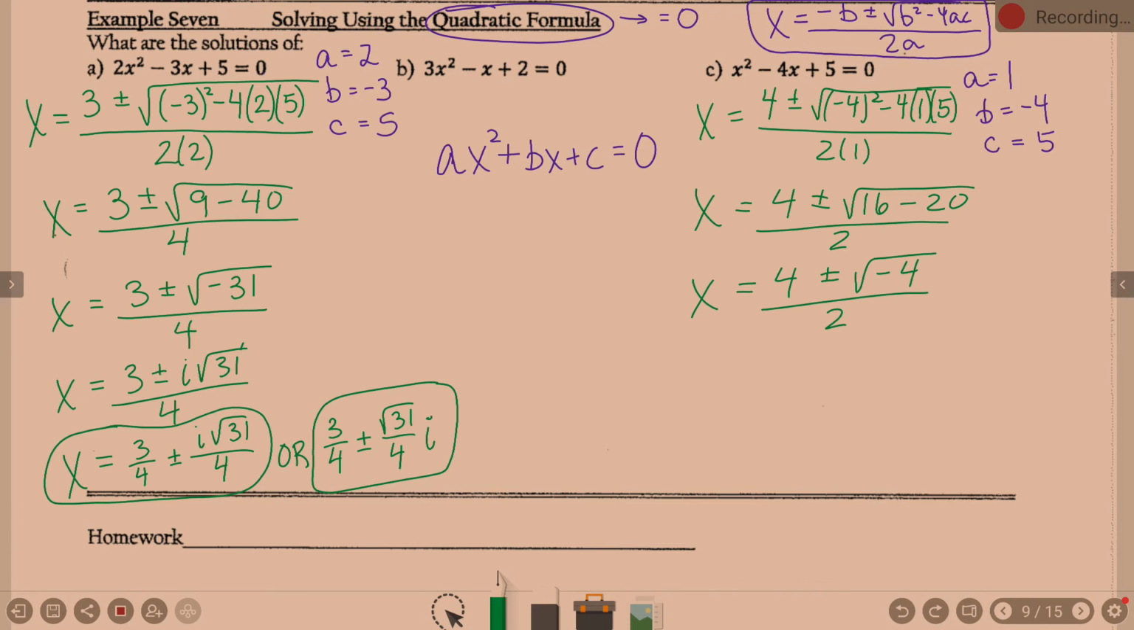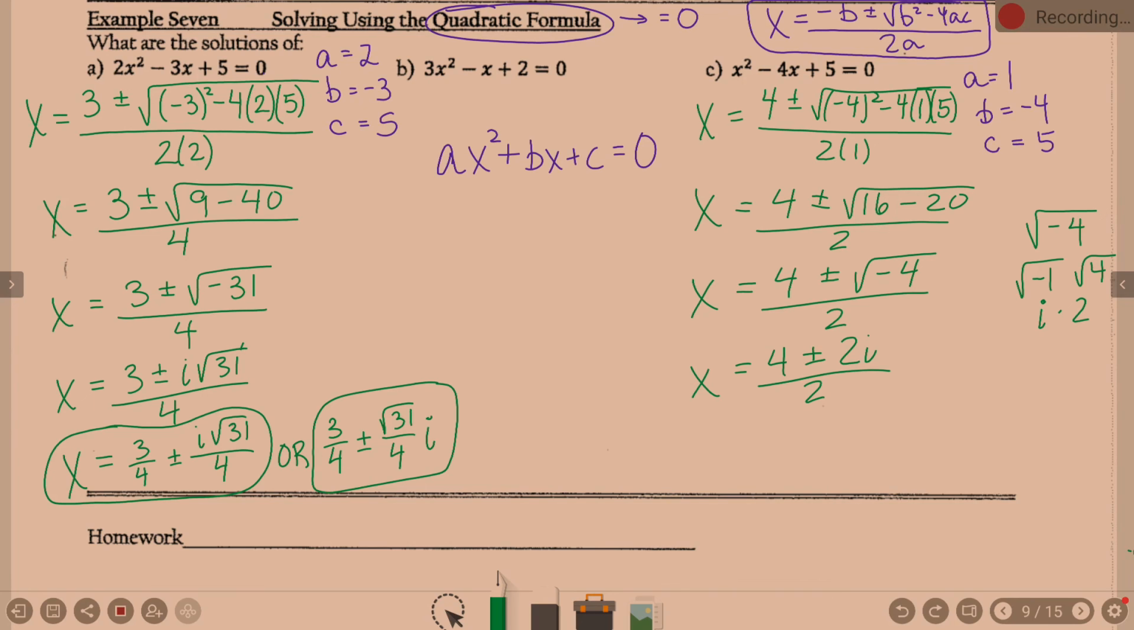What do we know about the square root of negative 4? There's a negative 1 and a 4. The square root of negative 1 is i. The square root of 4 is 2. Sound familiar? You're getting better at that, right? So 4 plus or minus 2i, all over 2.